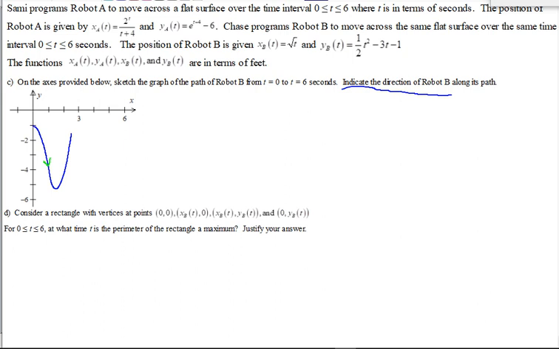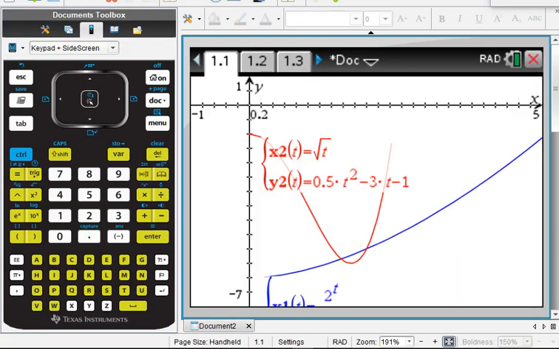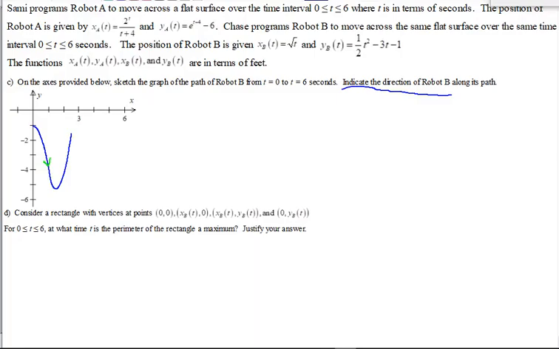All right, and same thing on the inspire. You can just go back here to our original graph. You can see this is the graph of B right there. All right, and the last part of this one, a little bit different, says consider a rectangle with vertices at point 0, 0.